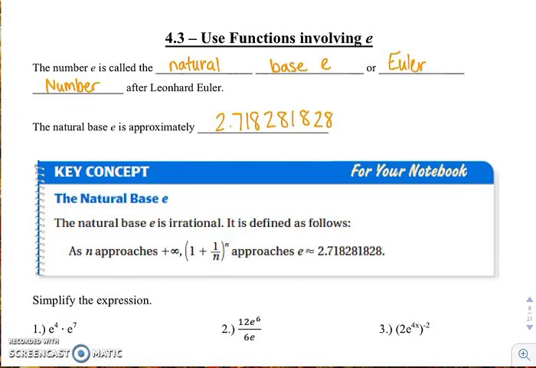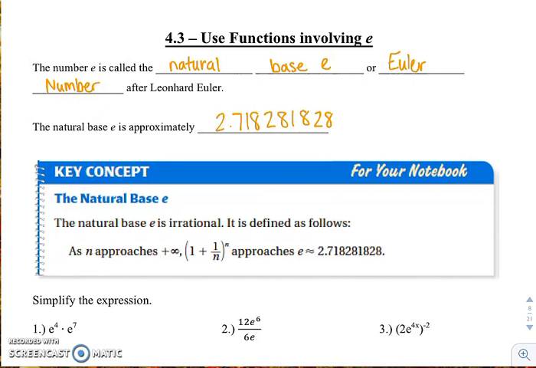The number e is called the natural base e, or it's also called the Euler number because it's named after Leonard Euler. This value, the natural base e, is going to be the base of an exponent, but it's approximately equal to that value that you see there, 2.718281828.